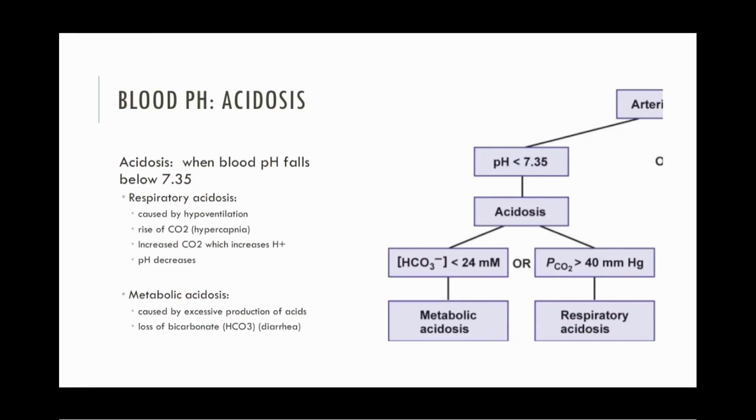So the first thing you gotta do is look at the pH. If the pH is below 7.35, it's considered acidosis. That's the first part. Just figure out, is this acidosis or is this alkalosis? Don't worry about respiratory or metabolic yet. Just answer that first question. What's the pH? And am I acidotic or am I alkalotic? So we know we're below 7.35, so we know we are acidotic. Then all you do is you look at the bicarb and you look at the CO2.